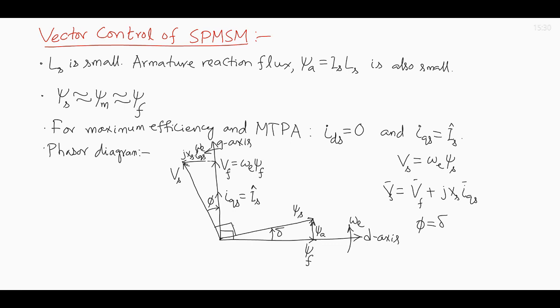So, further the torque developed Te is 3/2 into pole pairs into field flux psi f into IQS, and also we have psi s cos delta, as you can see from this phasor diagram, equals psi s cos phi, because phi equals delta, and both equal psi f. As you can see, psi s cos delta is psi f. So, this is the vector control phasor diagram.